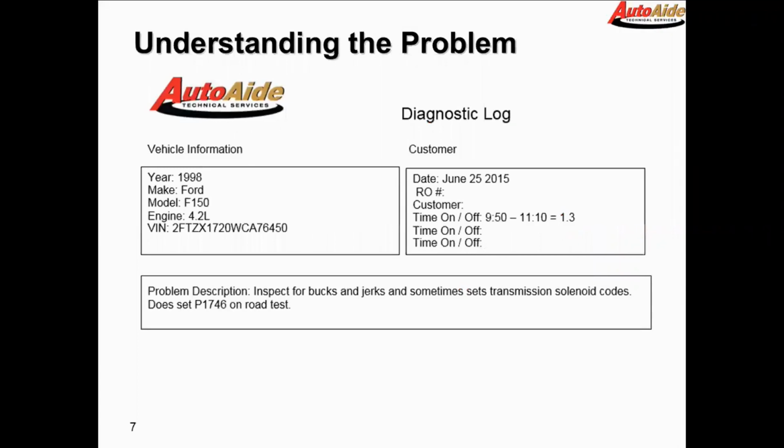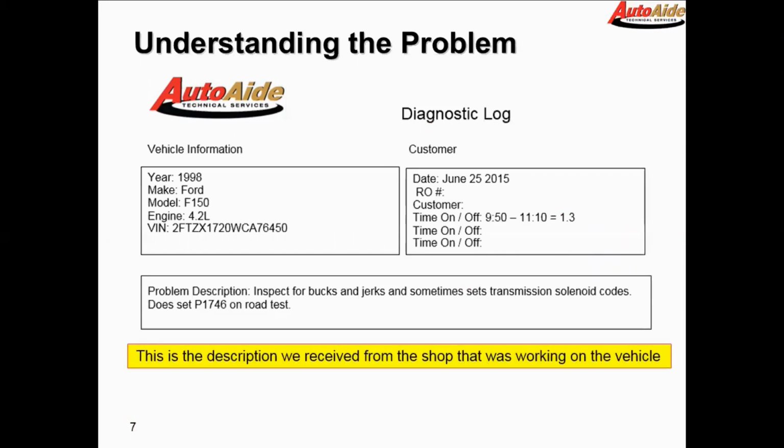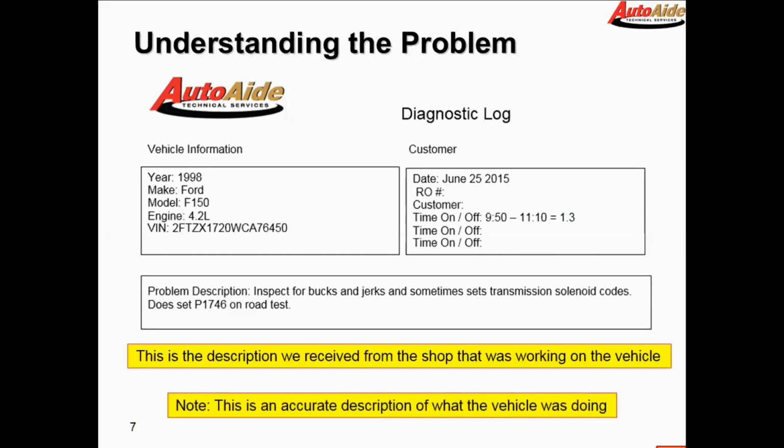Now, when it comes to understanding the problem, this is an example I use in some of my transmission classes. It's an old one, but it is a good example of a strategy failure. This is a 1998 Ford F-150 with a V6 in it. The customer's complaint is it bucks and jerks, sometimes sets transmission solenoid codes, and it does set a P1746 on a road test. This is pretty much what the shop told us, and it was very accurate. The truck was doing exactly what they were saying it was doing.